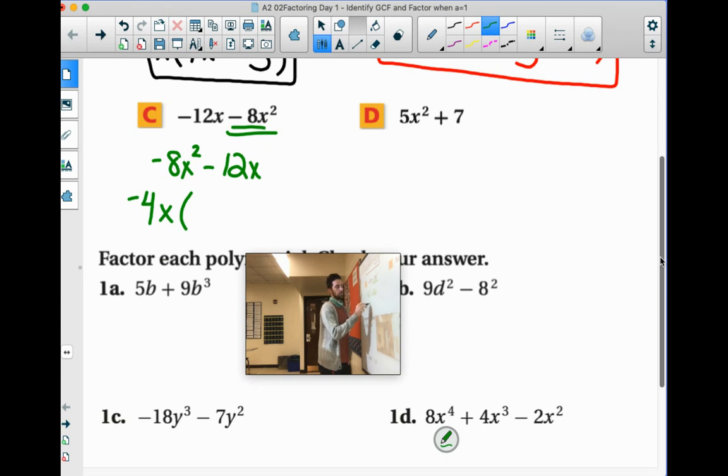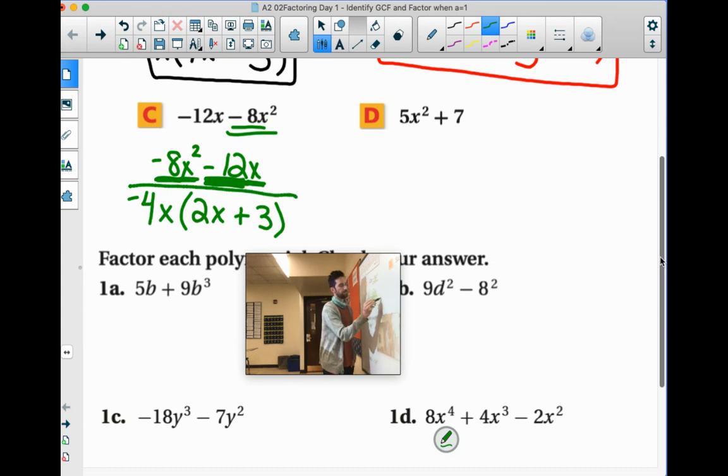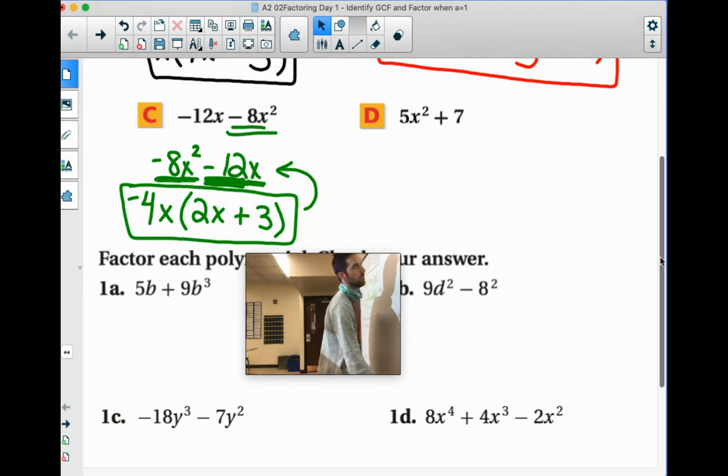Negative 4 times positive 2 gives us the negative 8. We have x, but we need x squared, so we need another x. Now, this is the tough part, because if we're looking to multiply to negative 12, negative 4 times positive 3 would give us that negative 12. We already have the x out here, so that would be it. Again, if you distribute that negative 4x to both of those terms, you'll end up with negative 8x squared minus 12x. Let's do one more.